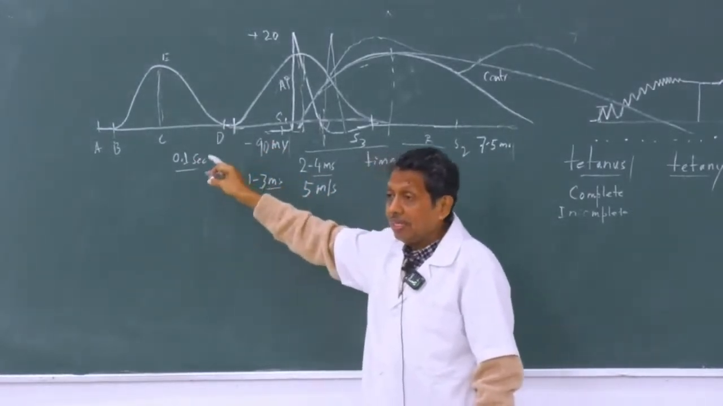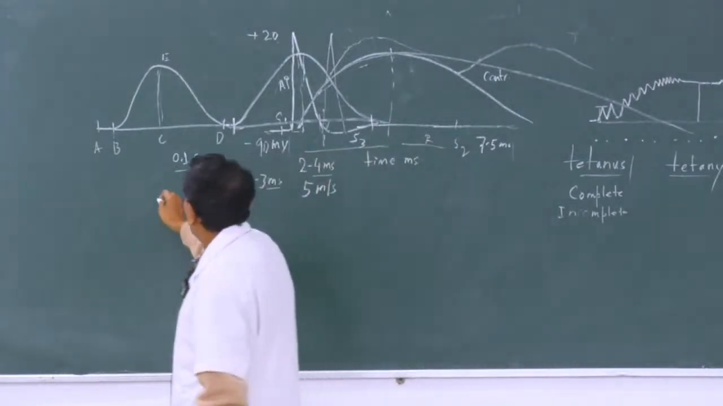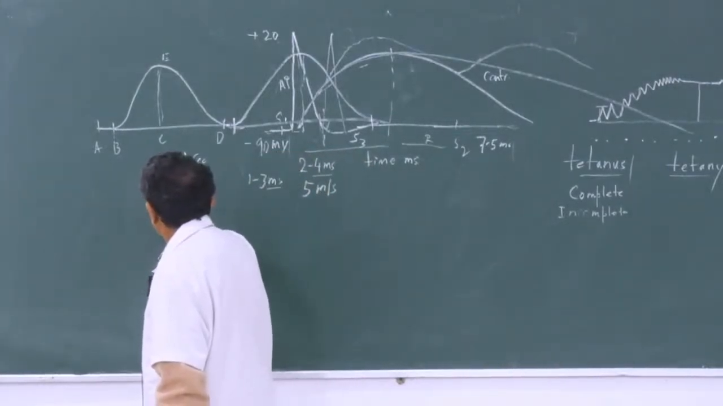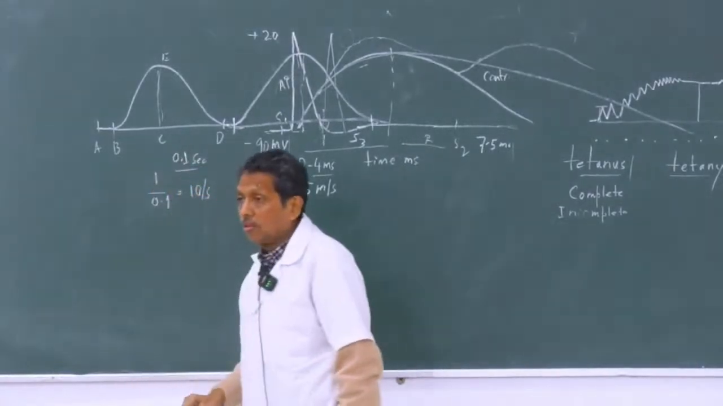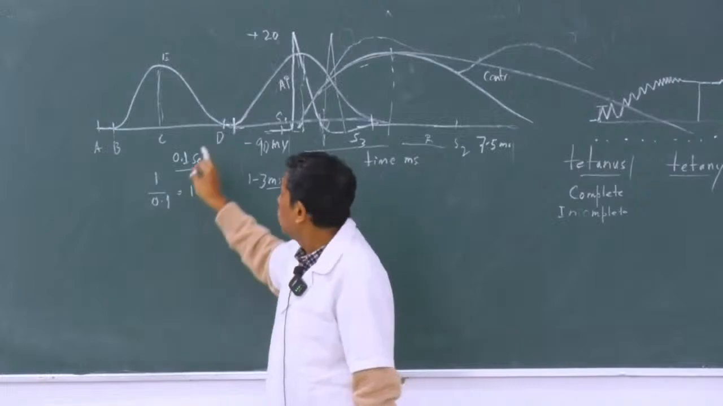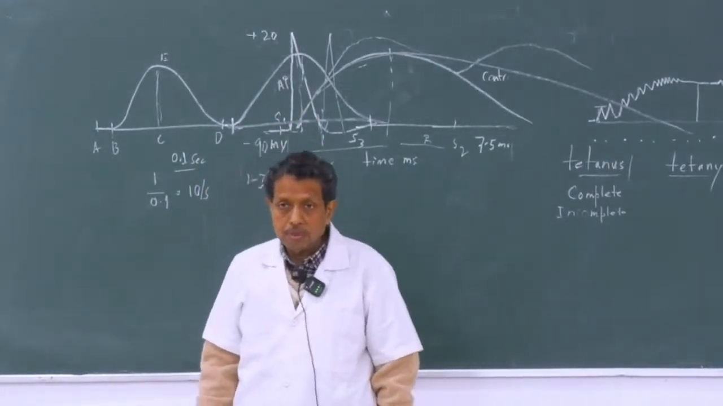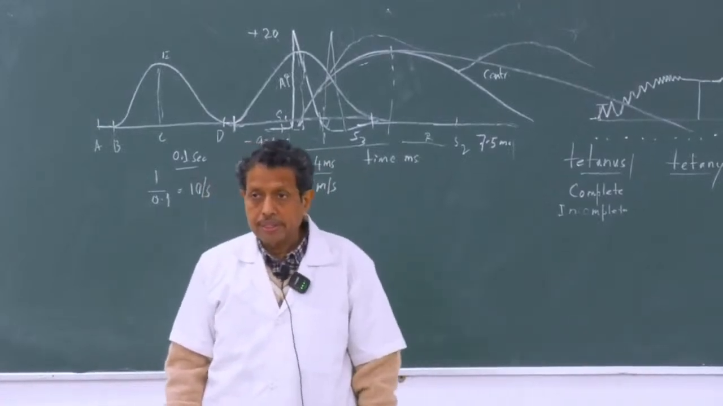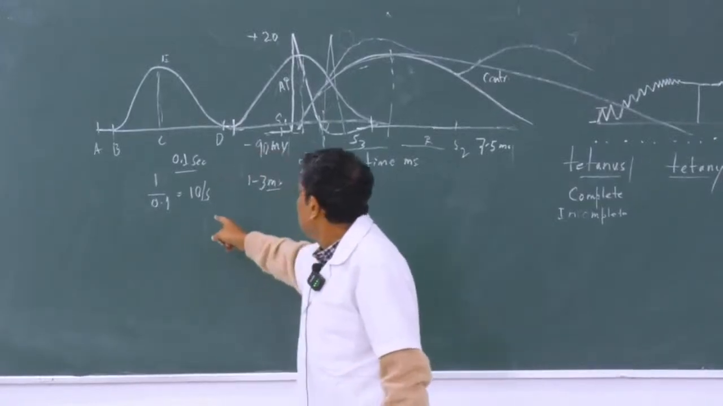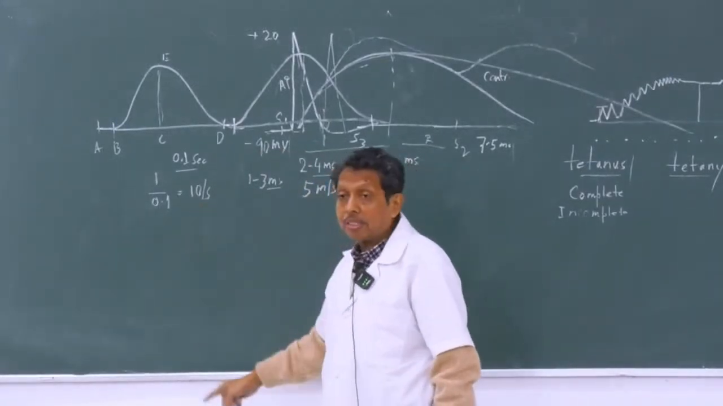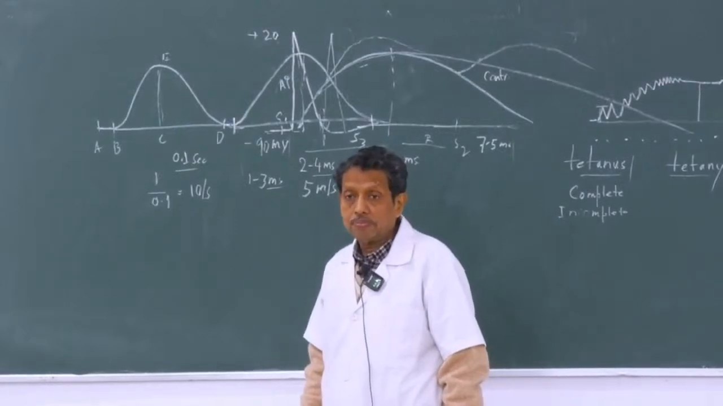So, what should be the duration? At least 0.1 second, that is 10 per second. When it is less than 10 per second, you can get the isolated simple muscle curves in isotonic preparations. Clear? Yes, and when it is more than 10 per second, then there is every chance of overlapping or summation of contraction.